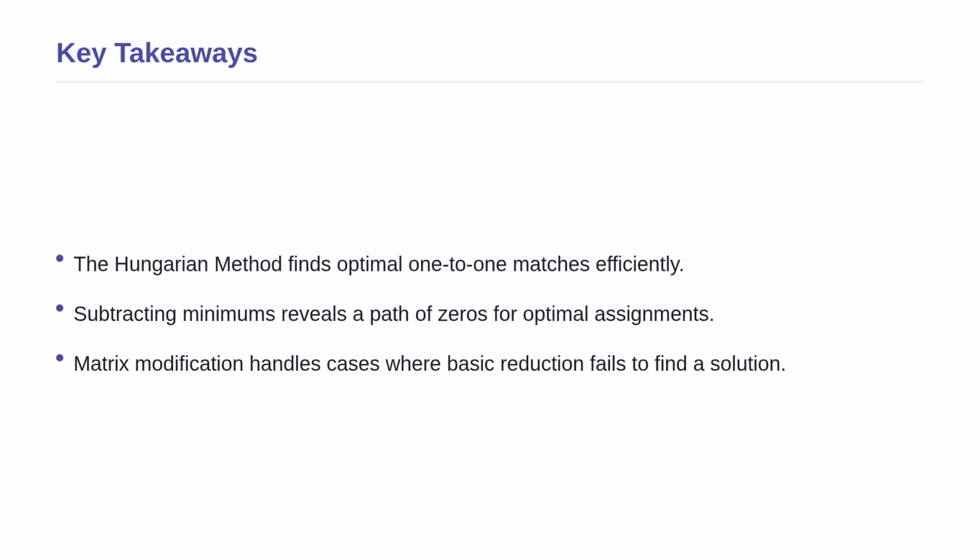To summarize our lecture, the Hungarian method is a powerful and elegant tool for making the best possible one-to-one matches. By systematically subtracting minimum values from rows and columns, it reveals a path of zeros that points directly to the cheapest solution. We also learned that when basic reduction is not enough, matrix modification forces the numbers to reveal the optimal pairing. Whenever you need to pair up resources efficiently without checking millions of combinations, this algorithm provides the perfect mathematical strategy. You now understand the complete foundation of the Hungarian method.